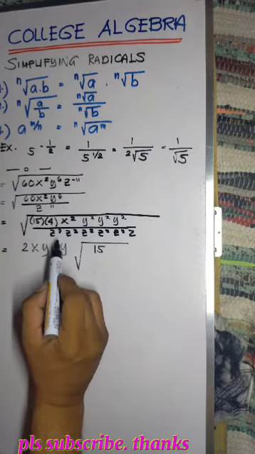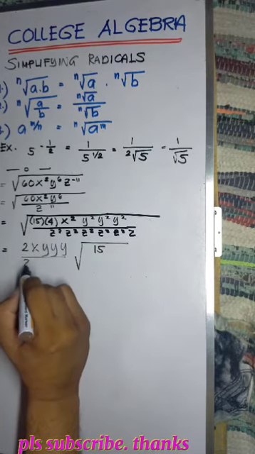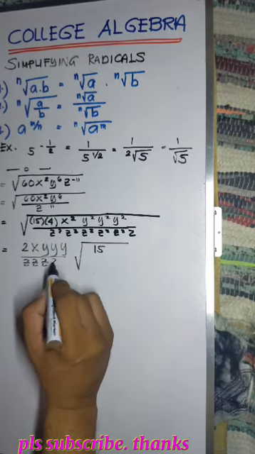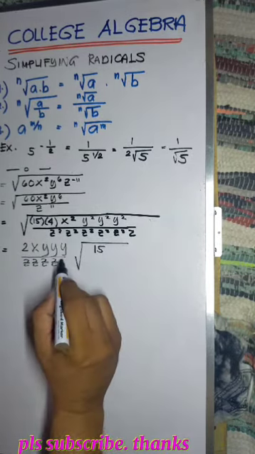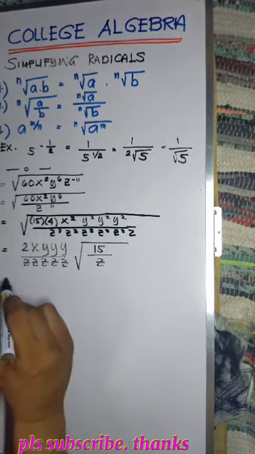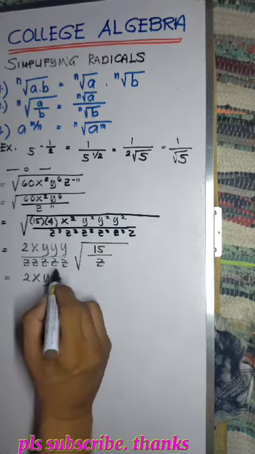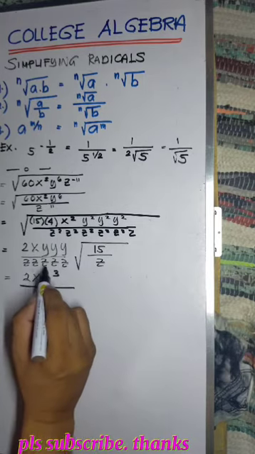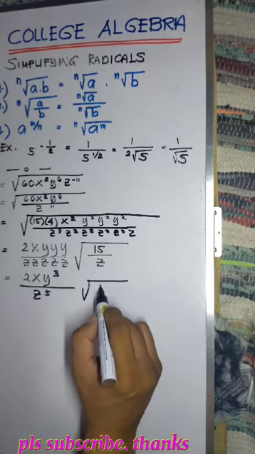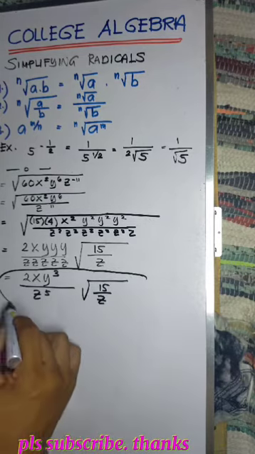Okay, so also z, you go out here: square root of z squared is z, square root of z squared again z, and so on, and the remaining one is now square root of z. So the result will be 2x, y times y times y will become y cubed, z times z times z times z, so z to the fifth, square root of 15 over z. So that's the answer.